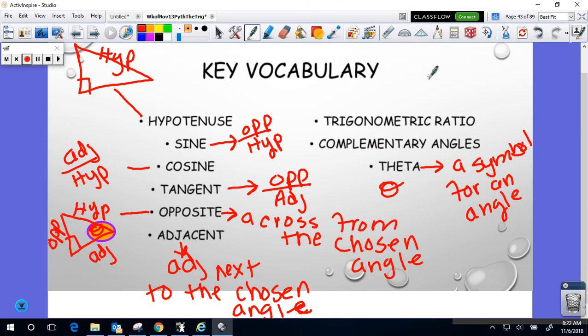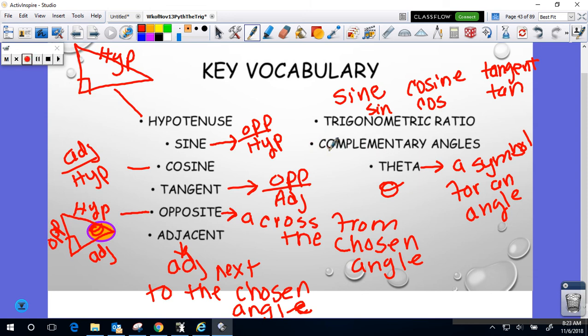And the trigonometric ratios we're going to work with are sine, short for sine is SIN, cosine, short for cosine is COS, and tangent, short for tangent is TAN. And this is normally how you'll see them.